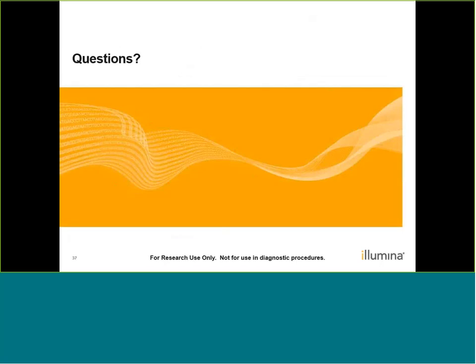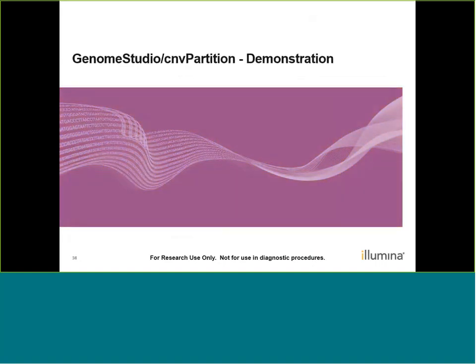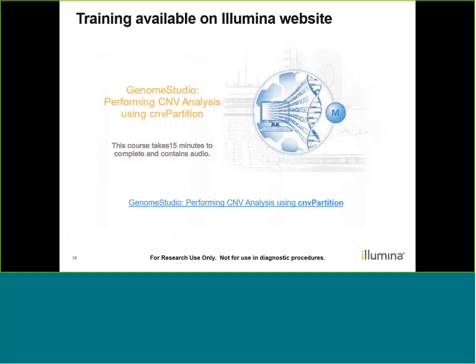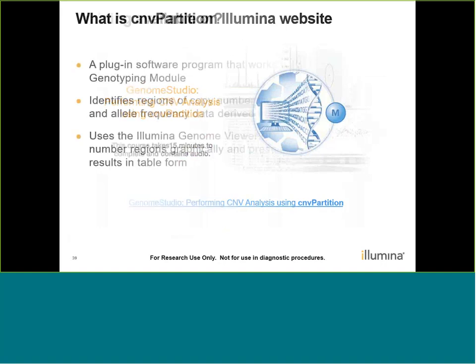pardon me. So instead of doing questions, I'm going to move on here, and at the end we'll have an opportunity for questions. So let's get into looking at how we look at copy number variation in Genome Studio. And the best way to do that is to do it using CNVPartition. If you're interested, there's another training on our website, and I've provided a link here.